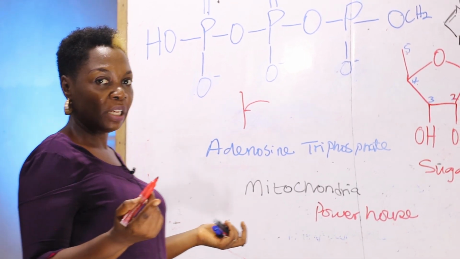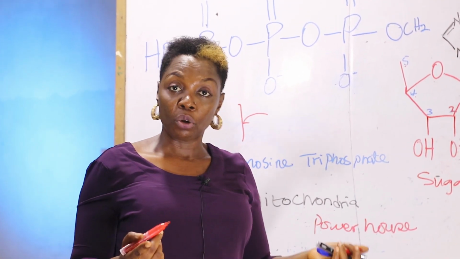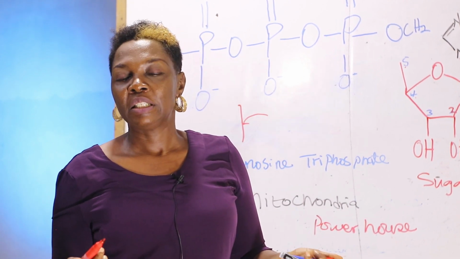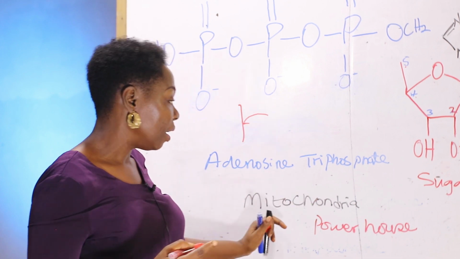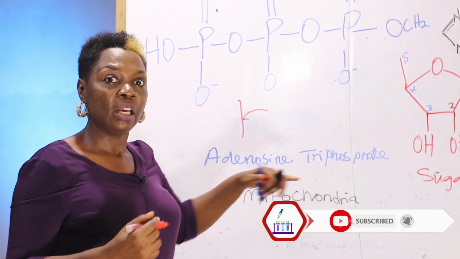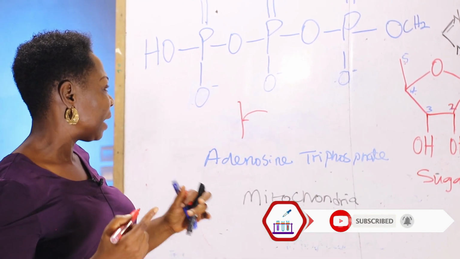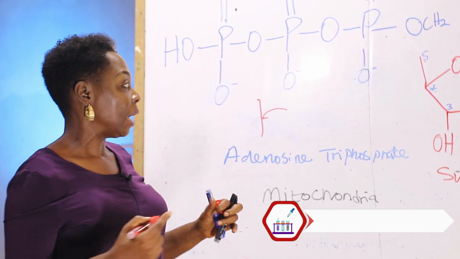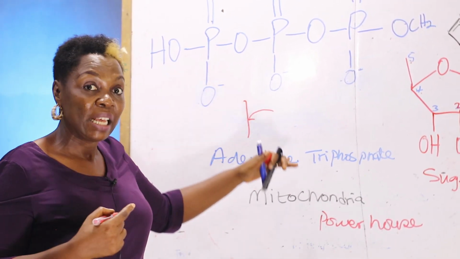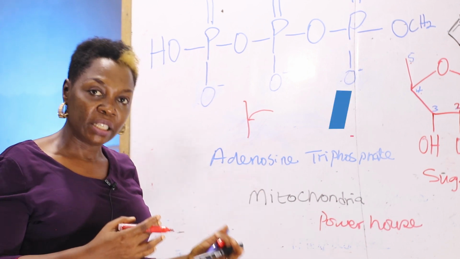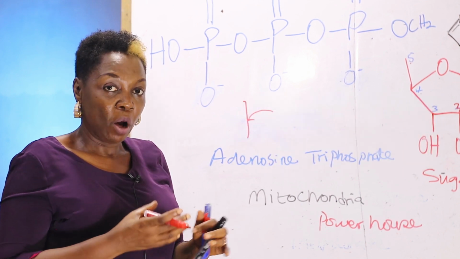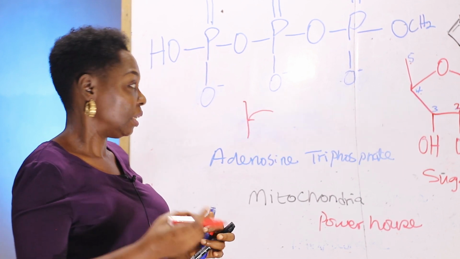Of course, if you look at the basic components of the cell, you have the nucleus, you have the endoplasmic reticulum, you have the ribosome where protein synthesis takes place. The mitochondria is the powerhouse of the cell because this is where ATP is produced. Now, what actually is the biochemical mechanism that, during the metabolic pathway, generates ATP? It is called oxidative phosphorylation or substrate level phosphorylation. That's the biochemical mechanism through which ATP is synthesized.